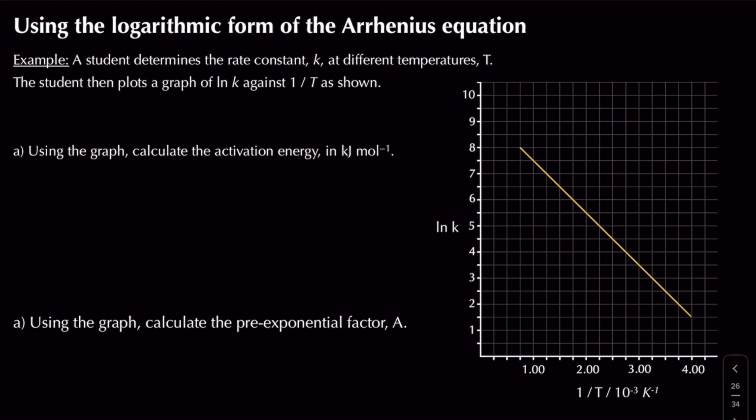The student then plots a graph of ln k against 1 over T as shown. We can see over here, of course, our x-axis is going to be times by 10 to the power of minus 3. Just be aware of that because sometimes it might change.